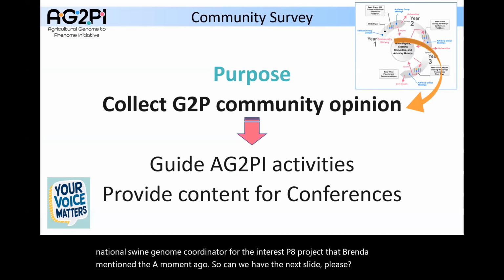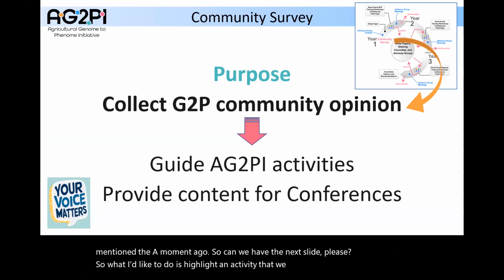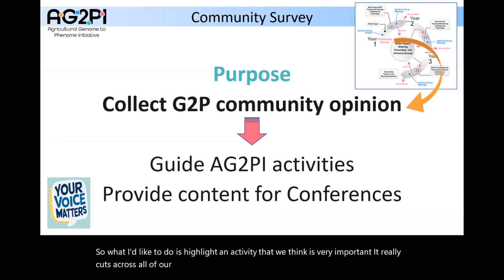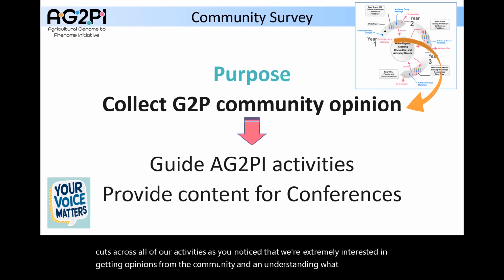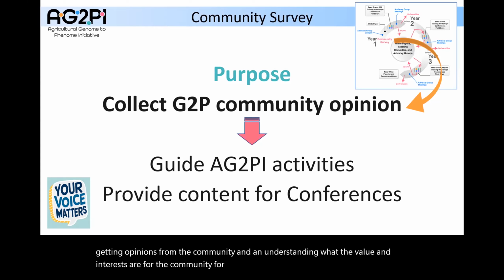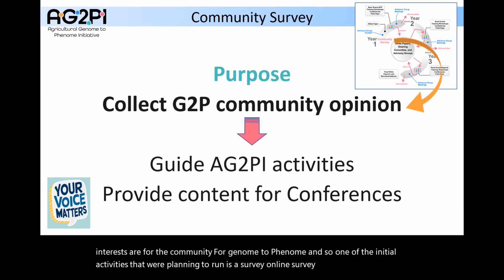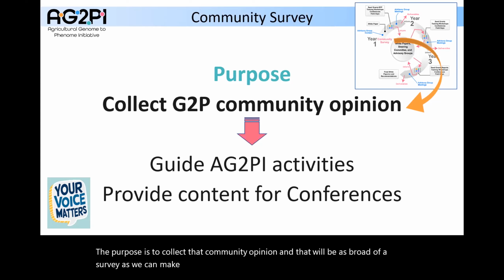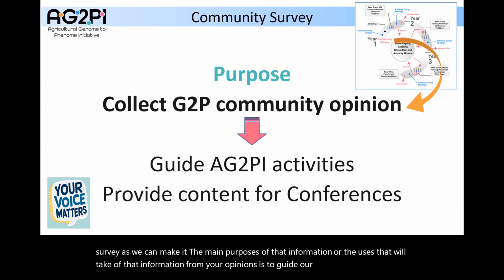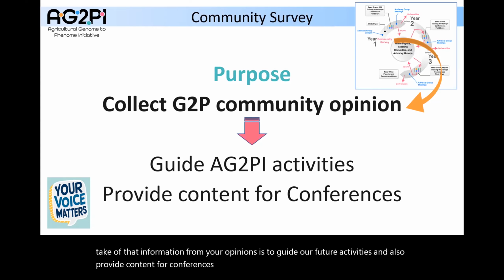So what I'd like to do is highlight an activity that we think is very important. It really cuts across all of our activities, as you've noticed, that we're extremely interested in getting opinions from the community and understanding what the value and interests are for the community for genome to phenome. And so one of the initial activities that we're planning to run is a survey, an online survey, where the purpose is to collect that community opinion. And that will be as broad a survey as we can make it. The main purposes of that information are to guide our future activities and also provide content for conferences. As Carolyn mentioned before, we're planning to take that information directly to front load our conference activities. So next slide, please.